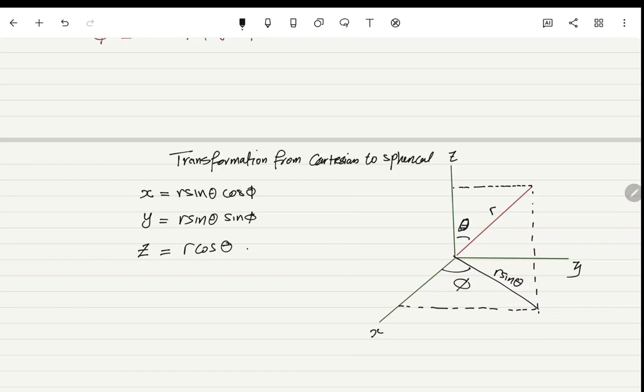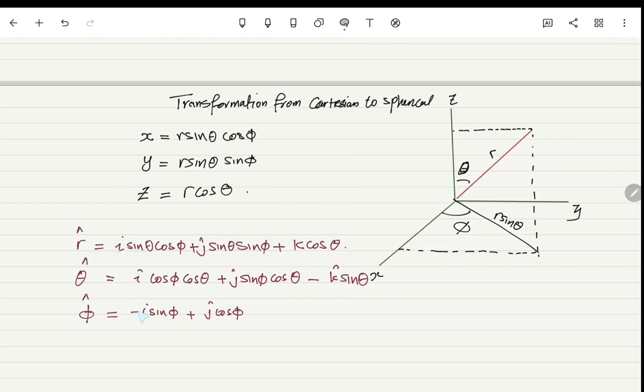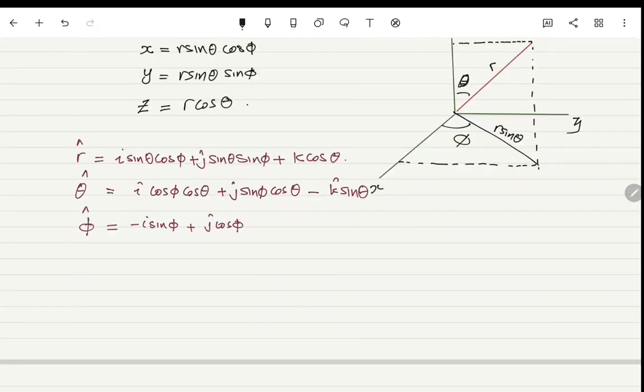Previously, we wrote r hat, theta hat, phi hat in terms of I, j, k. I just copied them like in this one here. Now we need to write I hat in terms of r hat, theta hat, and phi hat. Let's do the following. If we dot product both sides of this equation here with I hat, therefore I hat dot r hat equal to sine theta cosine phi, and remember I dot I is 1, I dot j is 0, I dot k is 0.